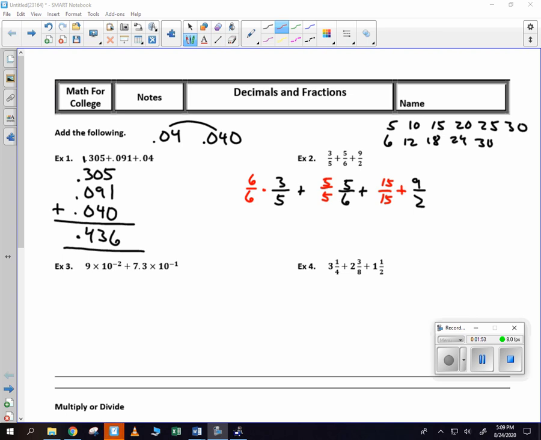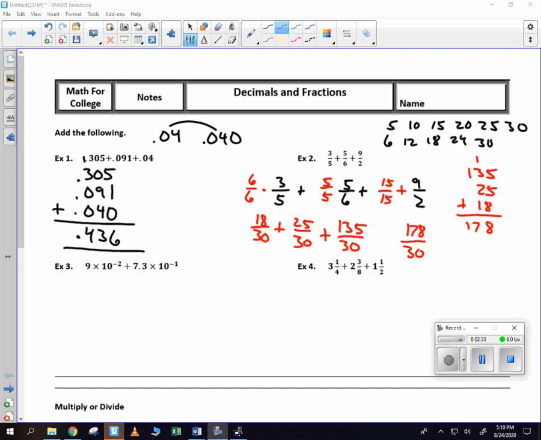So instead of reading 3/5, it reads 18 over 30. And instead of reading 5 over 6, it reads 25 over 30. And instead of reading 9 over 2, it reads, let's see, 9 times 15, we've got 135 over 30. When we add those up, you just add the tops now. So 135, 25, and 18, we add them up. 10, 18, carry the 1, that's 7, 178 over 30.